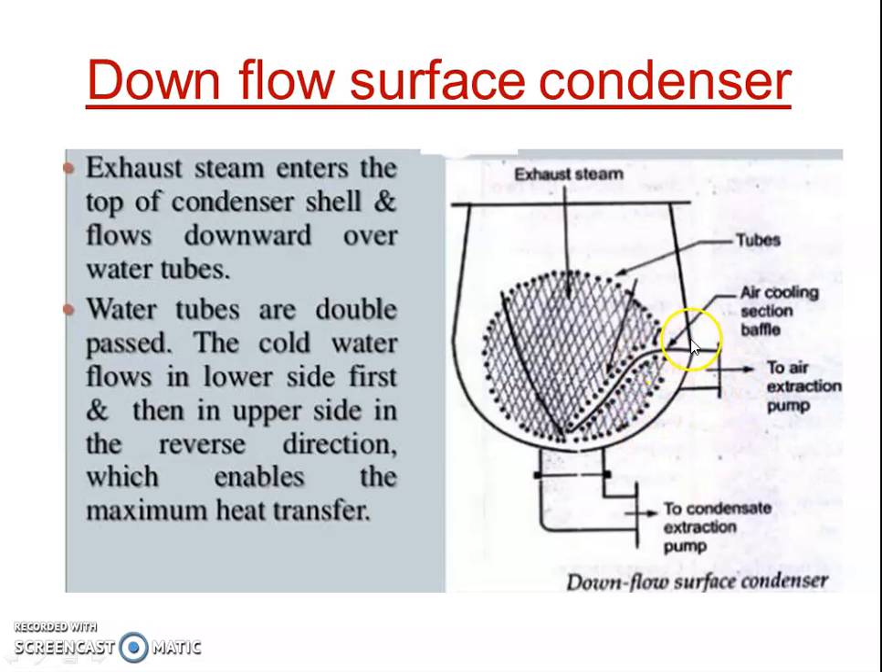The water flows through the tubes in one direction, through the lower half, and comes out in the opposite direction through the upper half. This is the simple function of the downflow type condenser.